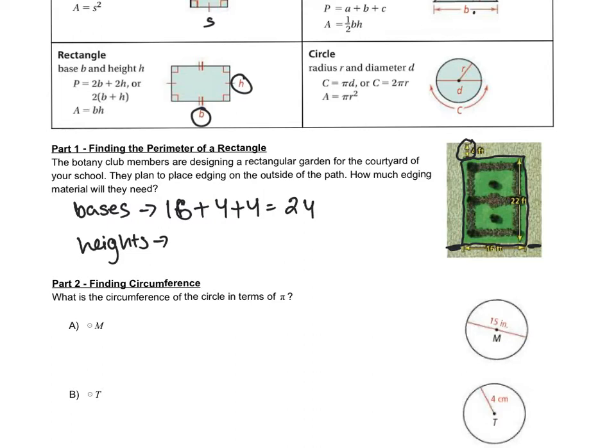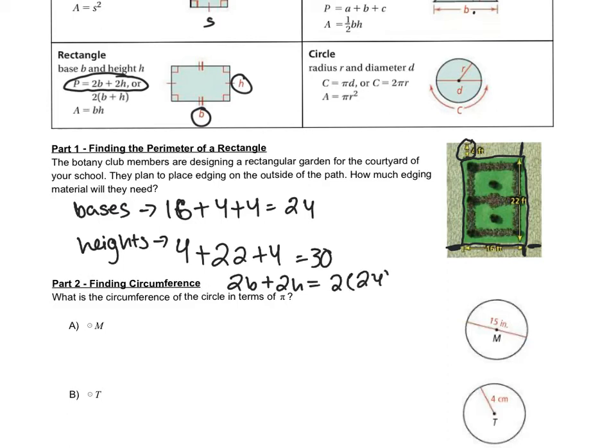And then we have to do the same thing with the height. We have a boundary of 4 feet, the garden's height is 22, and then the other boundary, which is 4. So 4 plus 22 plus 4 is 30. Now, for the perimeter of a rectangle, it is 2 times the base plus 2 times the height, which is 2 times 24 plus 2 times 30, and we get 108 feet. Feet is our units.